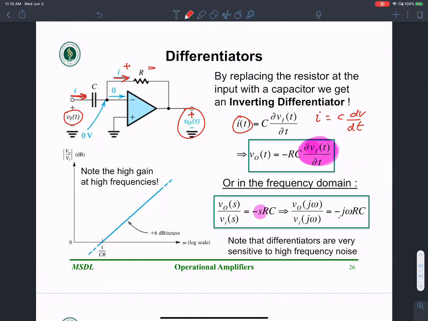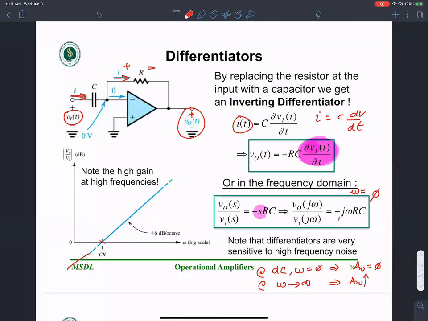If I express it in terms of omega, I see that the gain V output over V input is negative j omega times RC. If we explore the value of this at the extremes, at omega equals 0, or at DC, the gain is going to be 0, because I plug in a 0 here, and that leads everything back to 0. And at really high frequencies, as omega tends to really large values, I have a really large gain.